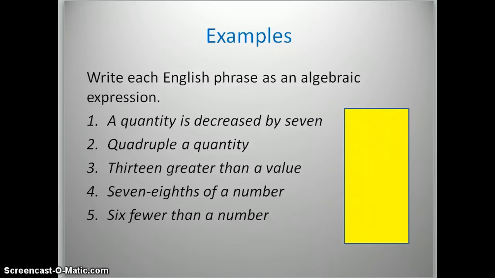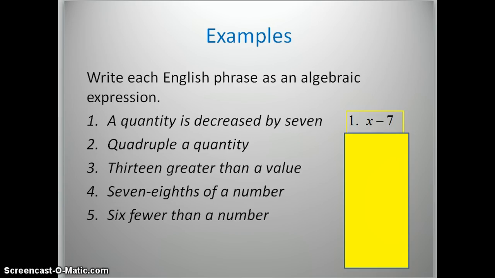The first one, a quantity is decreased by 7. So we see that we have a quantity, so that tells us right away that we're looking at a variable. The next piece says decreased by, that tells us that we are subtracting, and we are subtracting 7 in this case. So for our first example, we have x minus 7.